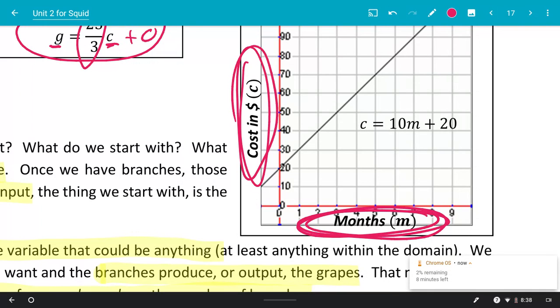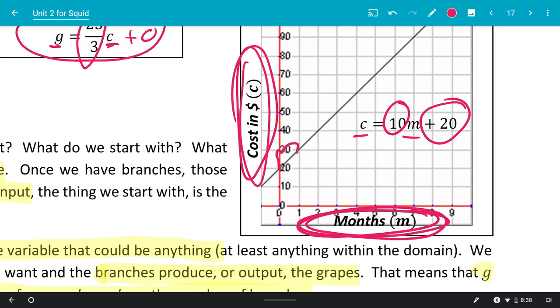20. Right there. It's my initial value or my y-intercept. It's 20. And what is my rate of change? I go up 10 over 1. So 10 over 1. And we can see those things to be true in the equation.